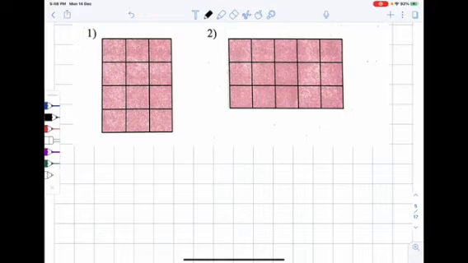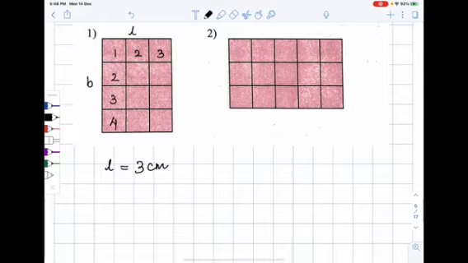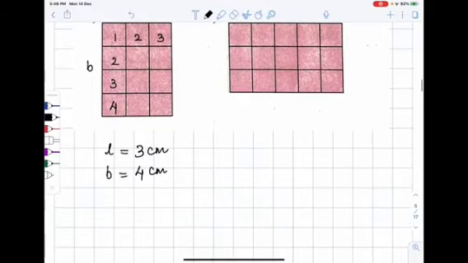Now, since I have the figure ready here, I will just try to number it first. If I number the first length, it is 1, 2 and 3. Now length I can take as 3 centimeters. Now for the breadth, 1, 2, 3 and 4. So breadth is equal to 4 centimeters. Now as per the formula, A is equal to L into B.